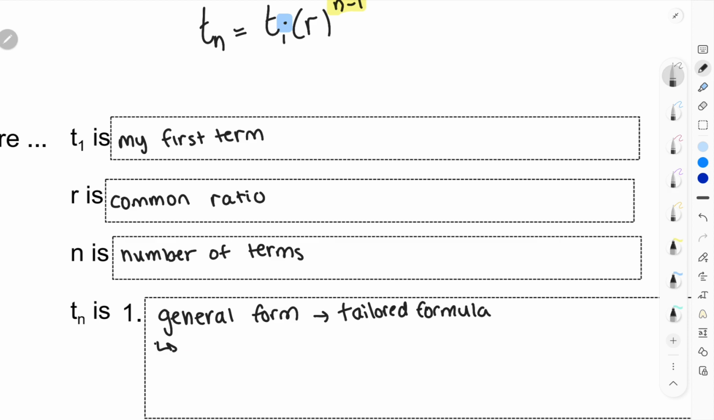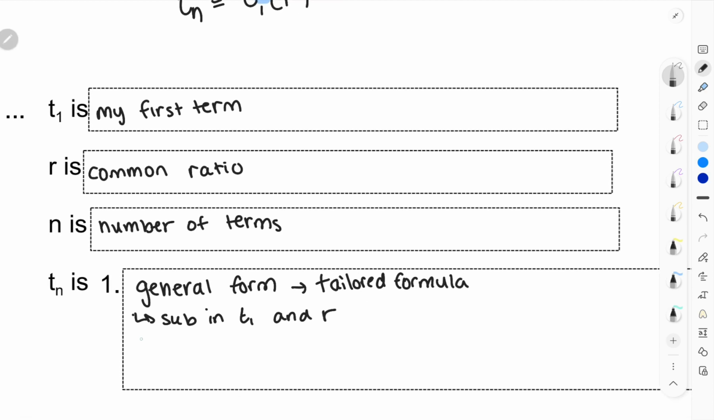right? So you sub in T1 and R, because those aren't going to change, right? It doesn't matter if I'm talking about the 8th term or the 8,000th term. The first term is still whatever the first term is, and the common ratio between terms is still the same. And then I simplify. And so what that gives me is an equation for T of n in terms of n, right?